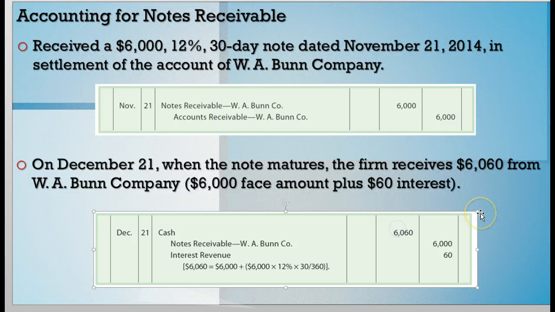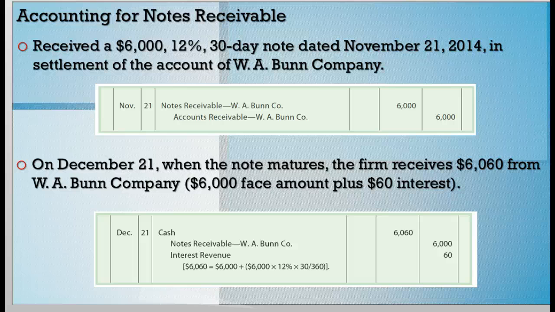Now, this is what you call the maturity value, $6,060. That includes the note receivable and the interest revenue, or the interest that they're going to pay you. That's revenue for you. So that would be $6,000 plus $6,000 times 12% times 30 divided by 360, which is 1 month, because your 12% is always going to be an annual rate, so you've got to cut that down to 1 month. So it's $6,000 times 12% times 30 divided by 360, and that will come up with $60. So what do you know you're going to receive? $6,060. We know the note receivable is $6,000, and then you have to show that interest revenue. So that's a very simple note receivable, 30 days in and out, standard journal entry.